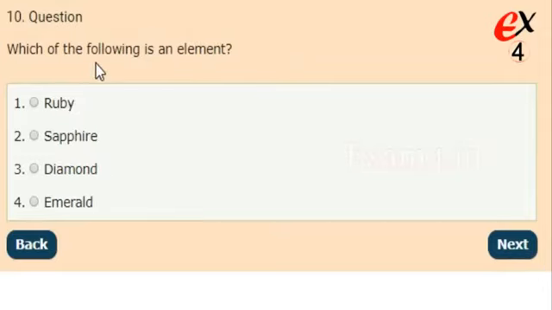Next. Which of the following is an element? Options: ruby, sapphire, diamond, emerald. Answer is option 3, diamond.